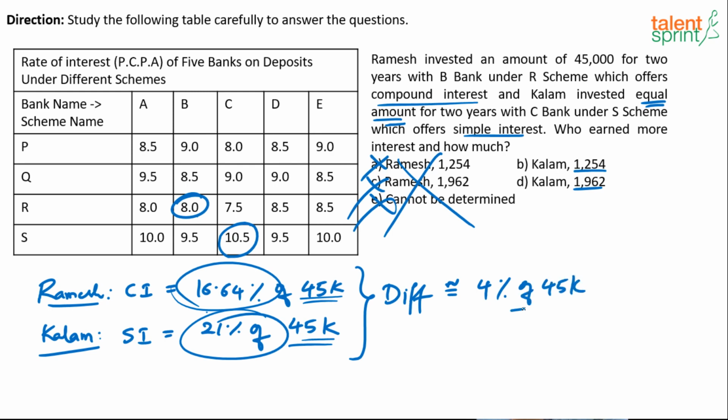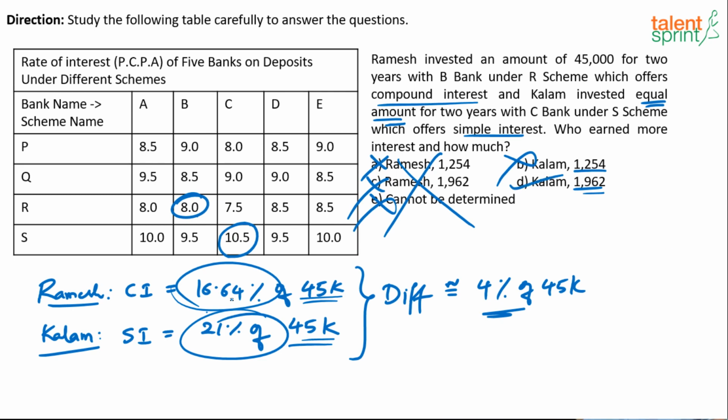Difference is approximately 4% of what? 45,000. What is 1% of 45,000? 450. 4% will be what? 1,800. You're getting it? 1% of 45,000, 450. 4% will be 450 into 4, somewhere around 1800. So B is eliminated. 1962 is close to 1800.